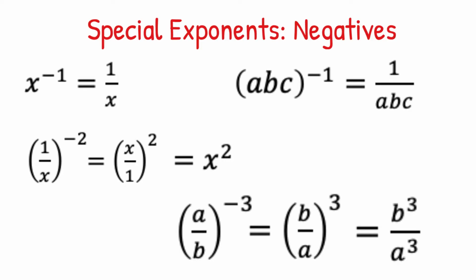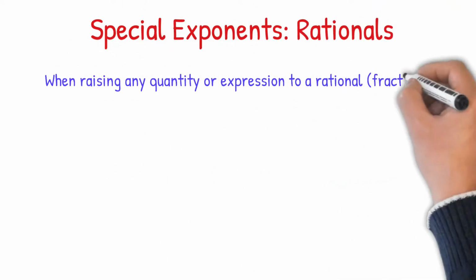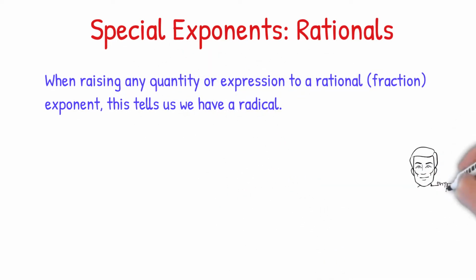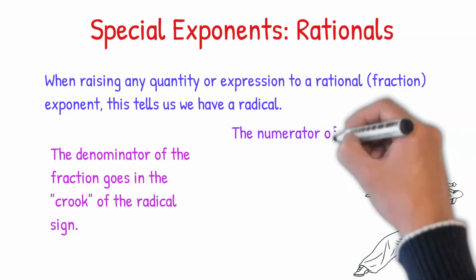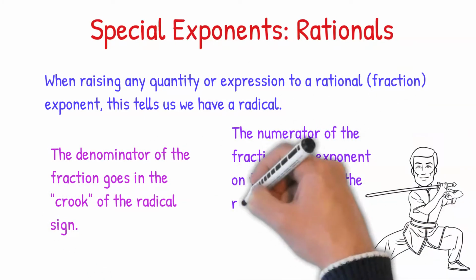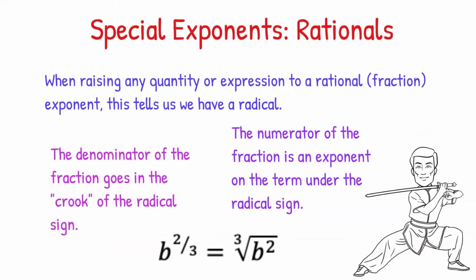When raising any quantity or expression to a rational or a fraction exponent, this indicates that we have a radical. The denominator of the fraction goes in the crook of the radical sign. The numerator of the fraction is an exponent on the term under the radical sign. So something like b to the 2/3 would become the third root of b squared. Notice that the 3 in the denominator of the exponent went into the crook of the radical, and the 2 that was the numerator of the exponent is an exponent on the b that is under the radical sign.